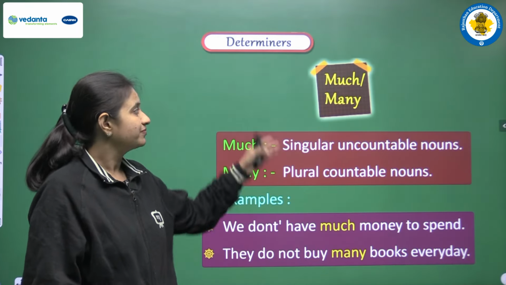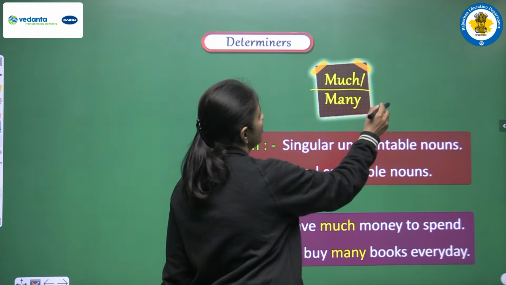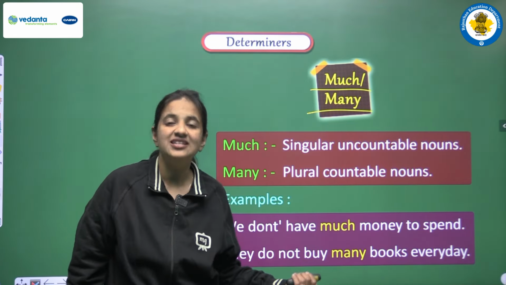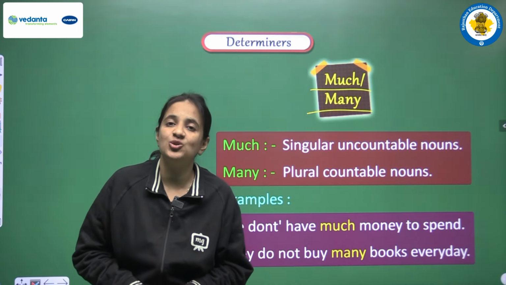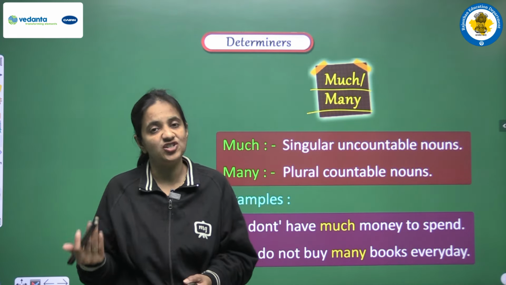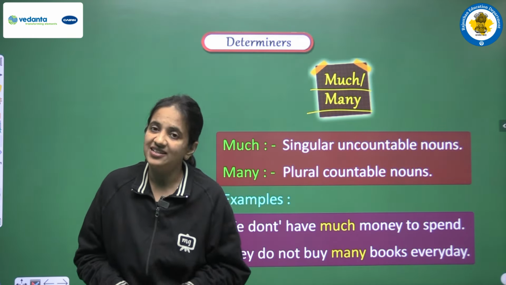Okay, so now moving ahead, we have some more determiners with us in this video. So let's see. Now we have 2 determiners. They are much and many. So now we are talking about these 2 determiners. Now we will see their different uses, where we can use these 2 determiners, what is the difference between much and many, and then we will solve some practice exercises also.